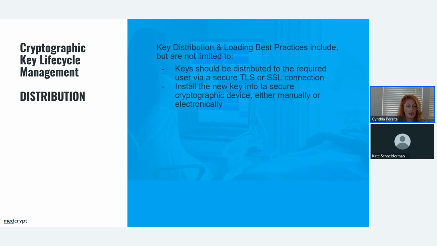All right, next we're going to talk about distribution. Distribution and loading are the next step of the key lifecycle, which is ensuring that the distribution of these keys is safe and that they are not compromised. So keys should be distributed to the required user via a secure method, whether it's through a TLS or SSL connection, to maintain the security of the keys being distributed. If an insecure connection is used to distribute the cryptographic keys, then the security of any data encrypted by these keys is in question, as an attacker could execute a man-in-the-middle attack and steal the keys.